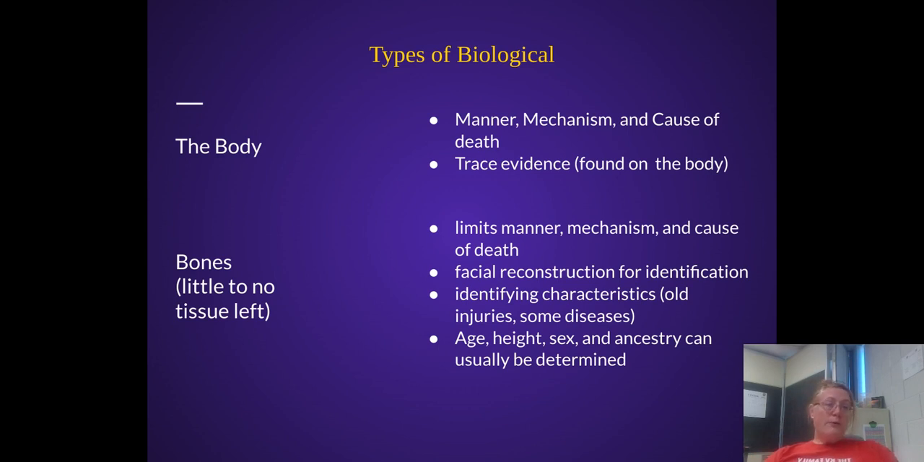But it does let you do facial reconstruction. You can identify the bones to look for old injuries. I know that child broke their bone, so I'm looking for a broken bone in the lower leg. Some diseases will leave marks on the bones, even. And then, of course, you can figure out the ancestry of the person. Are they Hispanic? Are they Asian? Are they Caucasian? And once you figure out the ancestry, you can actually get the height pretty well. And age and sex are also fairly easily determined by the bones.